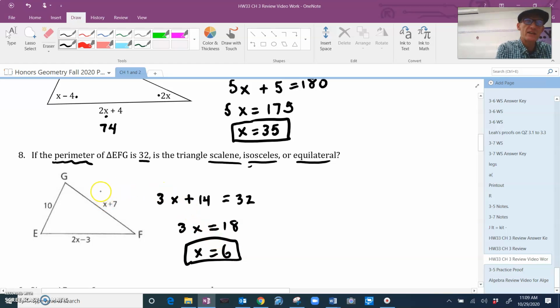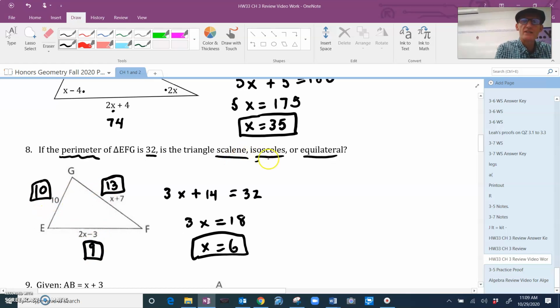Substituting the x back in, here is 13 for this side. 2 times 6 is 12, minus 3 is 9 for this side, and then 10 for this side. So all three sides are different, so that is a scalene triangle.